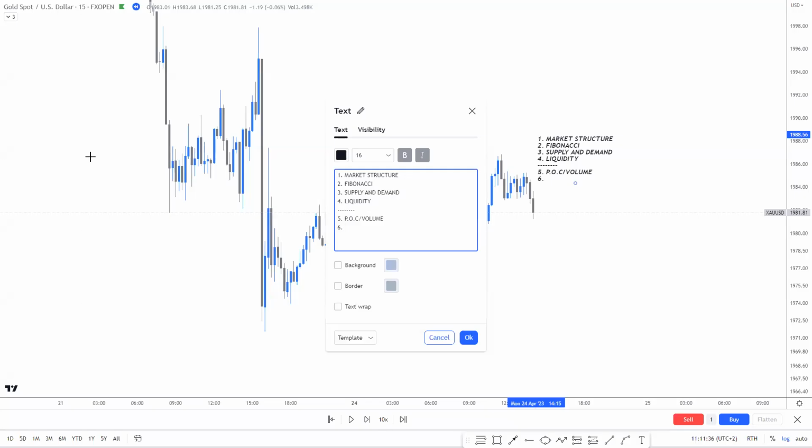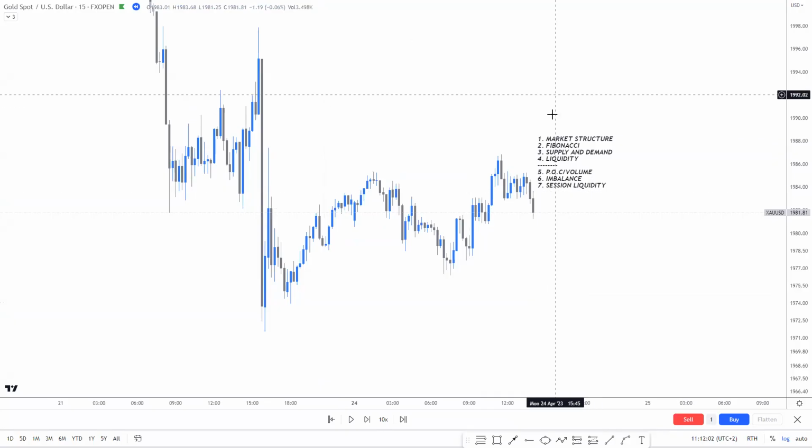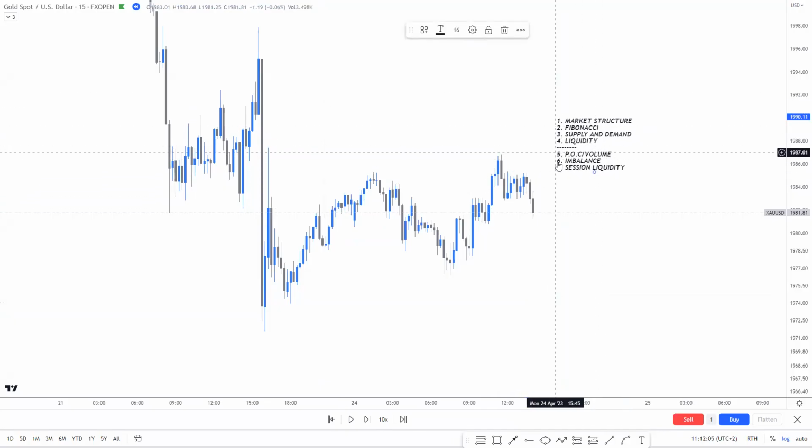You have already written them all down, so I'm just going to balance. And seventh, session liquidity. Remember, when I'm trading, this is what I'm looking out for. This is what I need. With the first four confluences, I already have a trade. With these three extra confluences, I trust the setup more or less, depending on them.